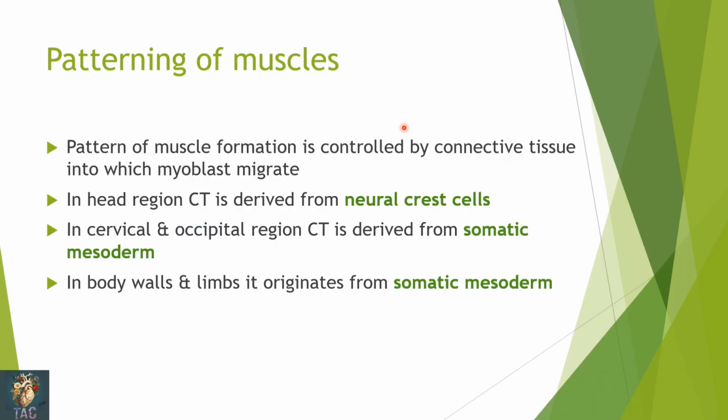So again, almost the same diagram. Patterning of the muscle, again, is very important. The pattern of muscle formation is controlled by the connective tissue in which myoblasts are developing. In the head region, this connective tissue is derived from neural crest cells, which will determine the pattern of muscle formation. In the cervical and occipital region, the connective tissue is derived from the somatic mesoderm. And in the body wall and limbs, again this connective tissue is derived from the somatic mesoderm.